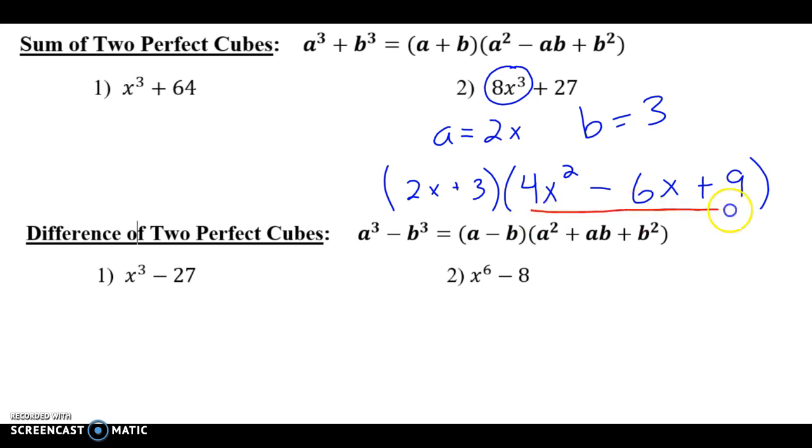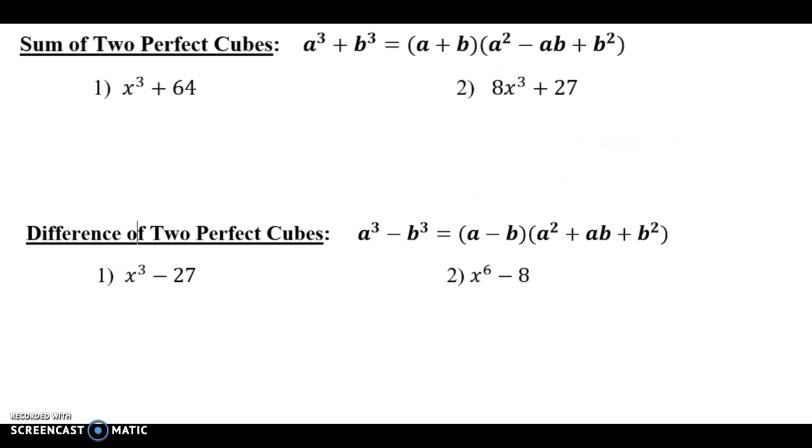This quadratic that results from this formula will always be prime. It never breaks apart. So once you're done with that, circle it and you're done. What's the only difference between sum of cubes and difference of cubes? The plus sign and the minus sign. And now what do you notice is the only thing that changes from here to here? This is plus, minus, plus. This one's minus, plus, plus.